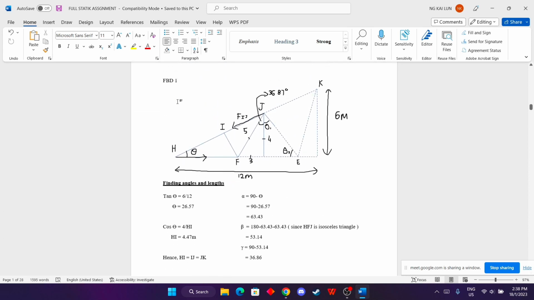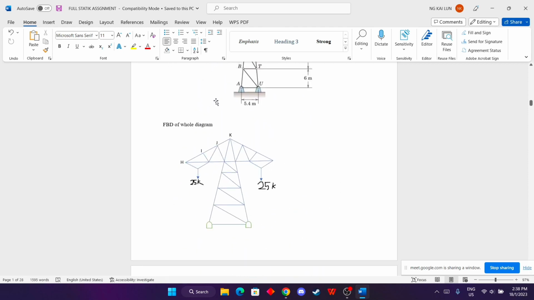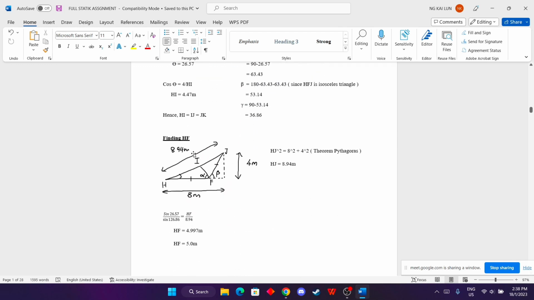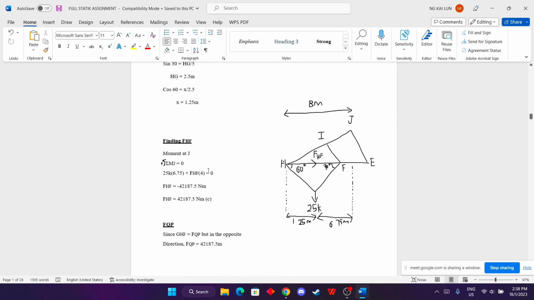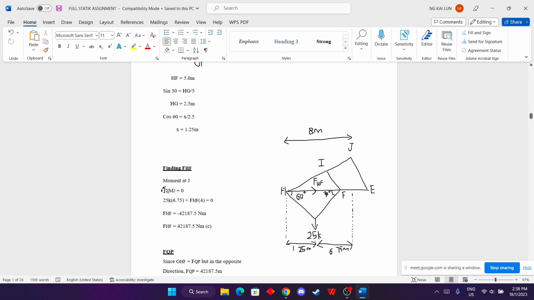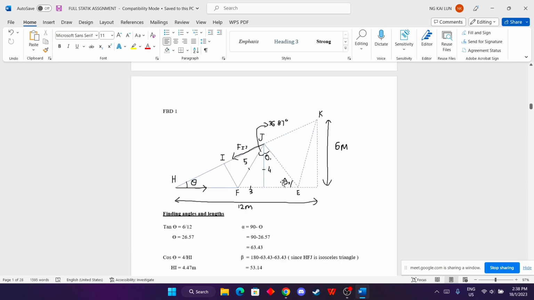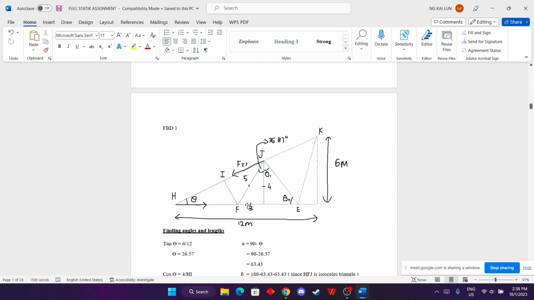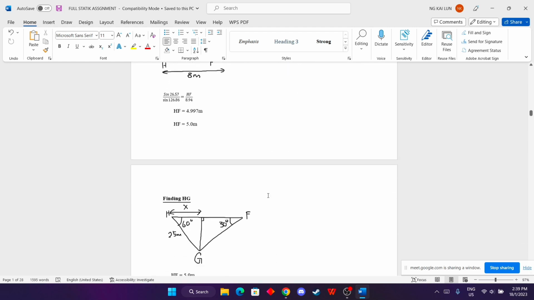Okay, so for finding the forces in each member, the first thing I did was to find the moment at J. When I find the moment at J, I will find the force in member FH. We have a 25 kilonewton force down there, and then we have a force here, HF. We have two forces here when we cut the joint from here. We have forces here, the 35 kilonewton. We ignore the forces here.